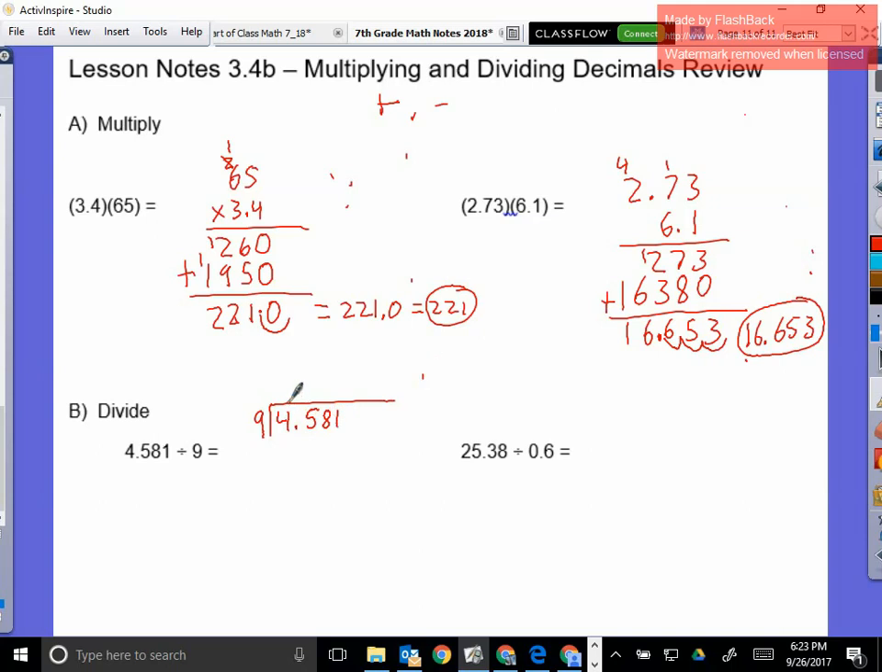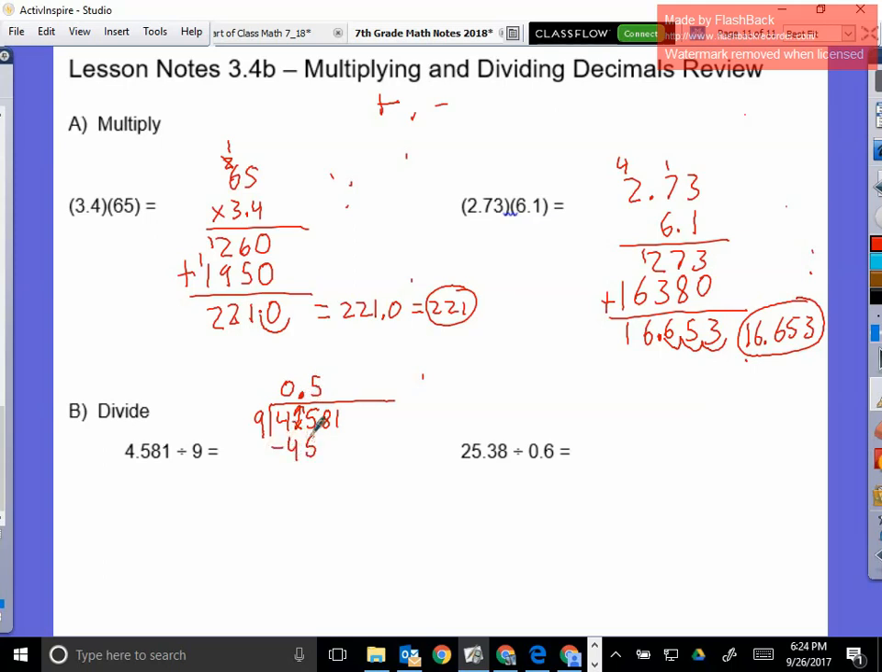Okay, time to get some division done. 9 does not go into 4. Put ourselves a 0 right there. But 9 will go into, if you move this decimal point, let's move that decimal point right up here. Okay, and we'll make this one kind of disappear. All right, put that decimal point right up there. And now let's say we got 9 into 45. All right, 9 goes into 45 5 times.